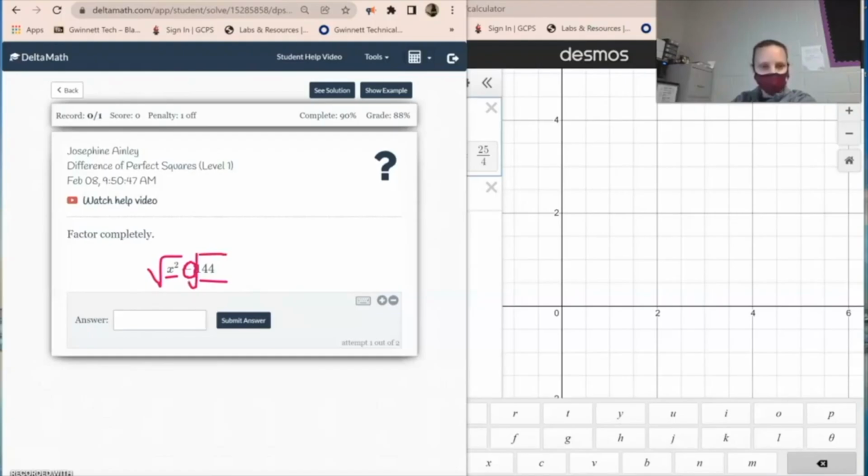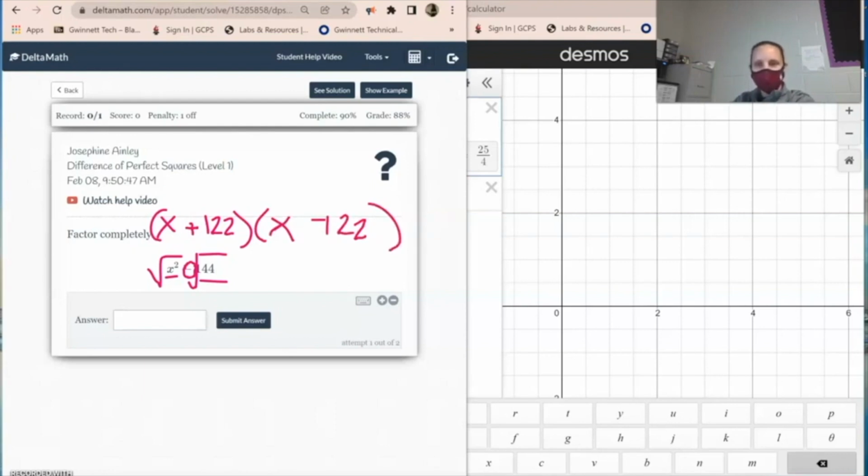So for example, the square root of x squared is x. The square root of 144 is 12, and you can just put that in a calculator. So it's that plus and minus. That's it. Okay, so square root of the first thing, square root of the second thing with a plus and minus.